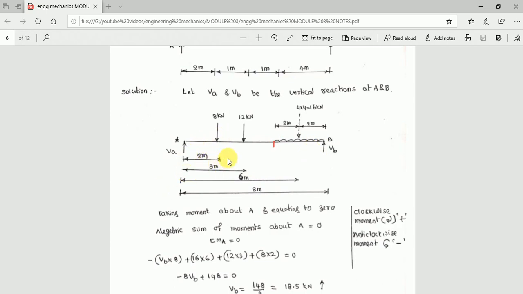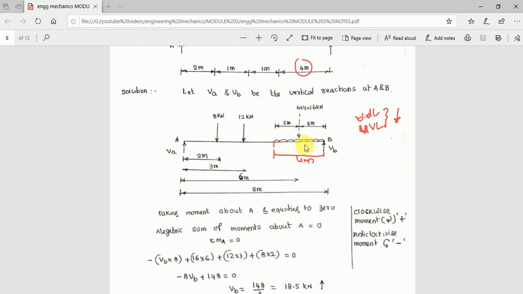Now first of all, in every problem, if there is a UDL, or uniformly distributed load, or a uniformly varying load, it should be converted into a concentrated load. This is the first step. If any such loads are on the beam, first we have to convert them into concentrated loads. How do we convert that? As we know, this length is 4 meters, as shown here. So this length is 4 meters.